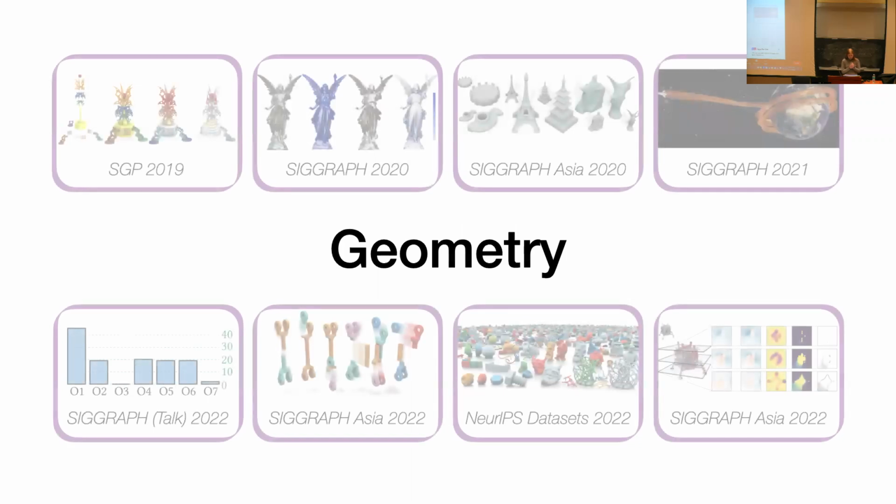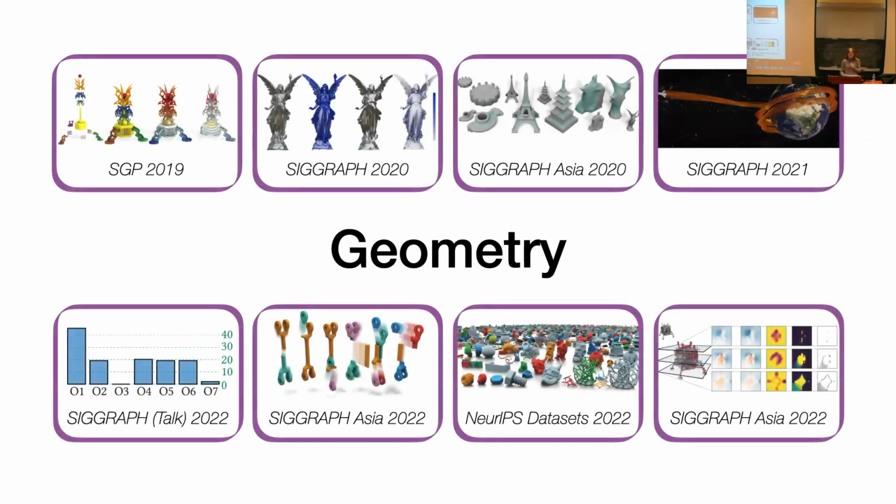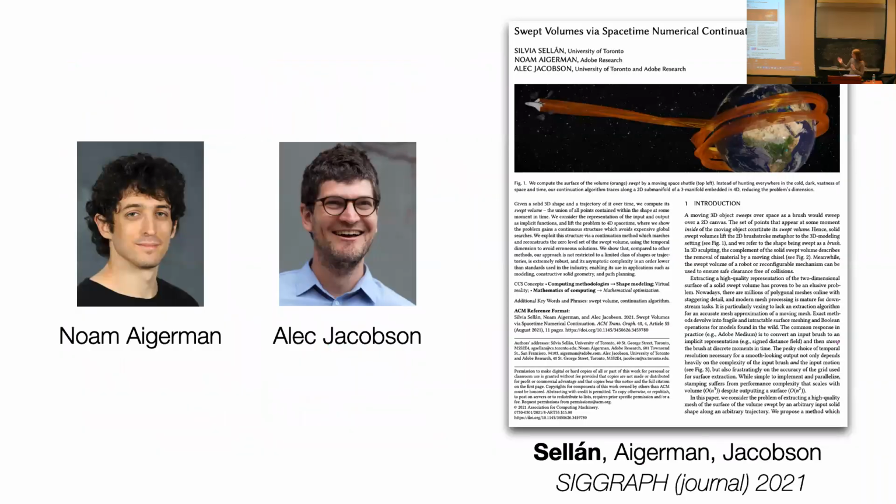So what I've been working on is geometry. That's why I use this very pretentious title for the talk. You know, how to capture shapes, how to store them, how to study them, how to transform them. These are some of the types of fundamental geometric problems that I've looked at in my research. So let me show you one of these fundamental geometric problems. This is joint work with Noam Eigerman from Adobe and my PhD advisor, Alex Jacobson.